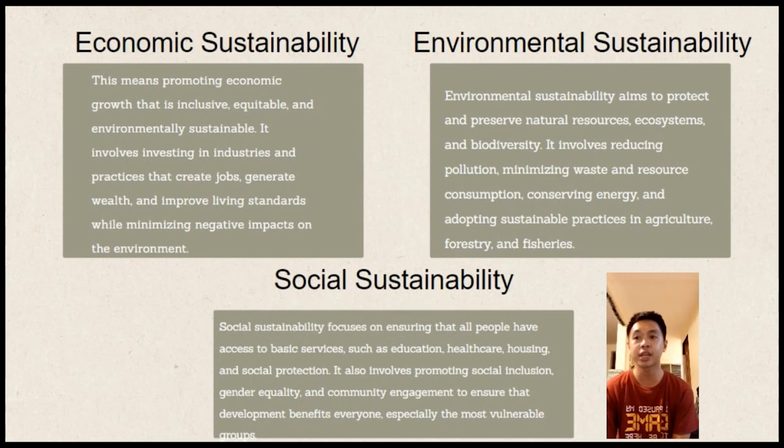In illustrating social sustainability, let's consider a community development project in an urban area. So, in a rapidly growing city, a local government initiates a community development project to promote social sustainability in a historically marginalized neighborhood. The project involves various stakeholders including city officials, community leaders, residents, and businesses.